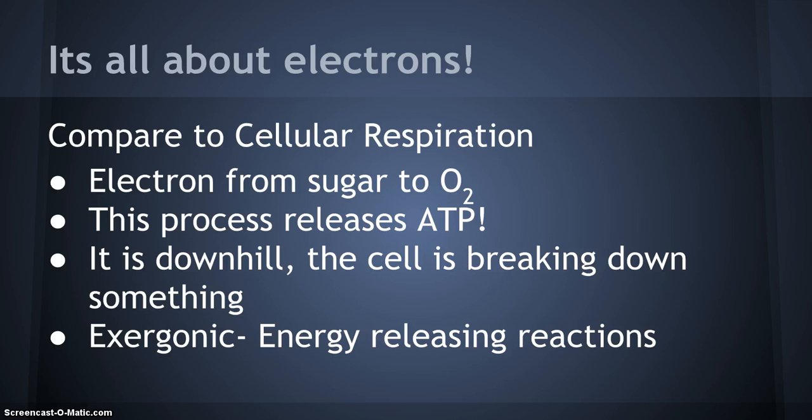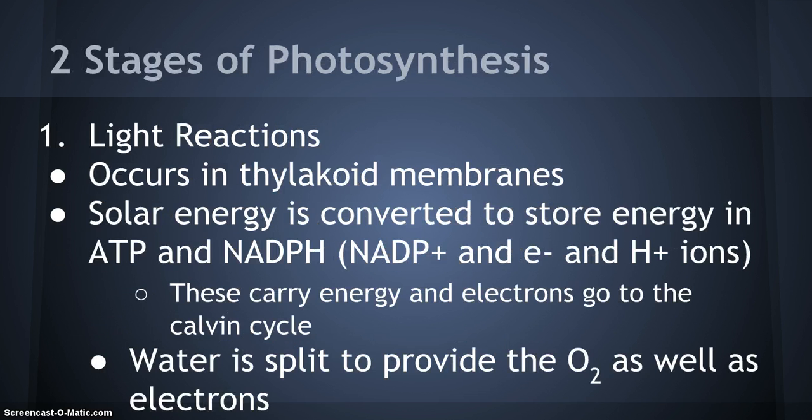We release ATP. It's downhill. The cell is breaking something down. We are breaking down that glucose to make that ATP. So in cellular respiration, it's exergonic. We're releasing the reaction. So endergonic, we're building something up. Exergonic, we're breaking something down and we're releasing that energy.